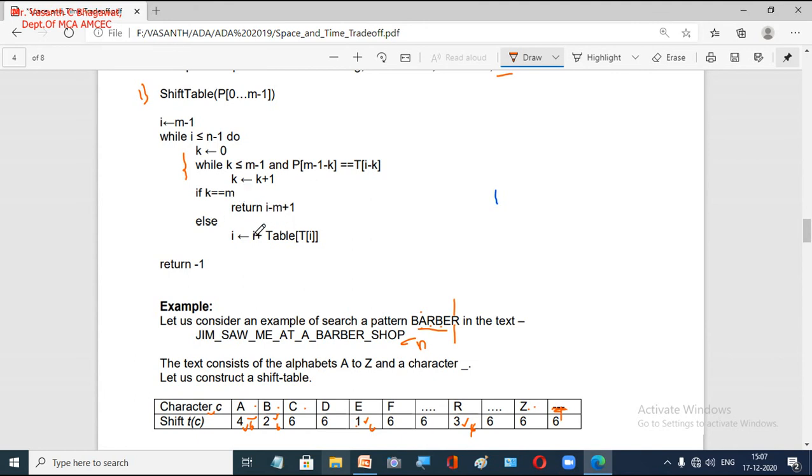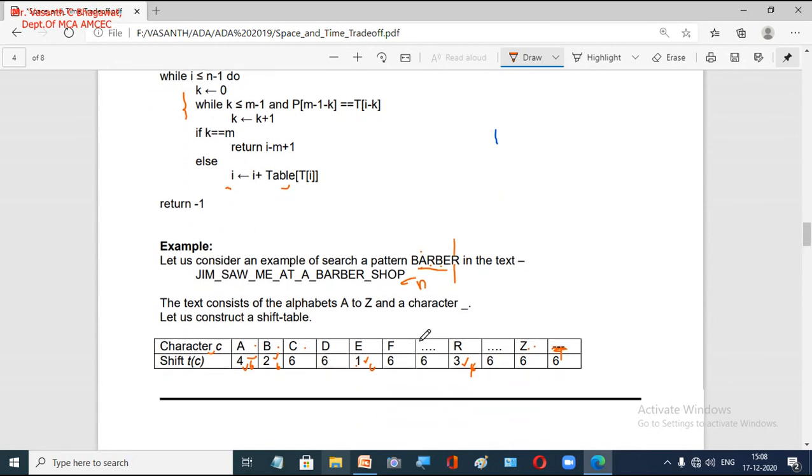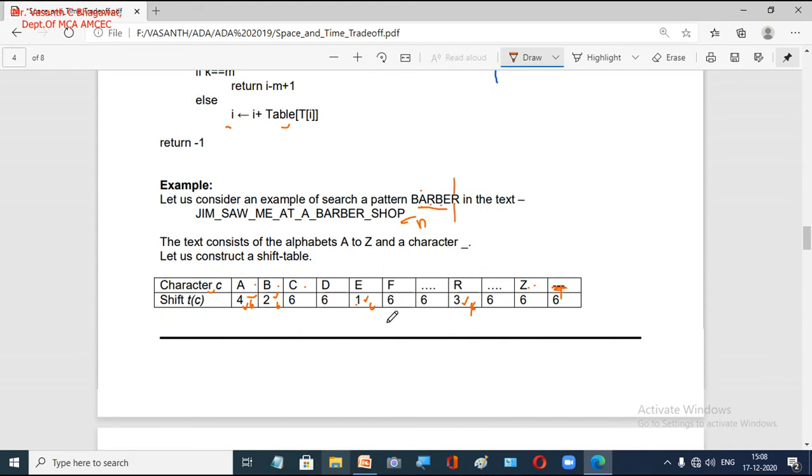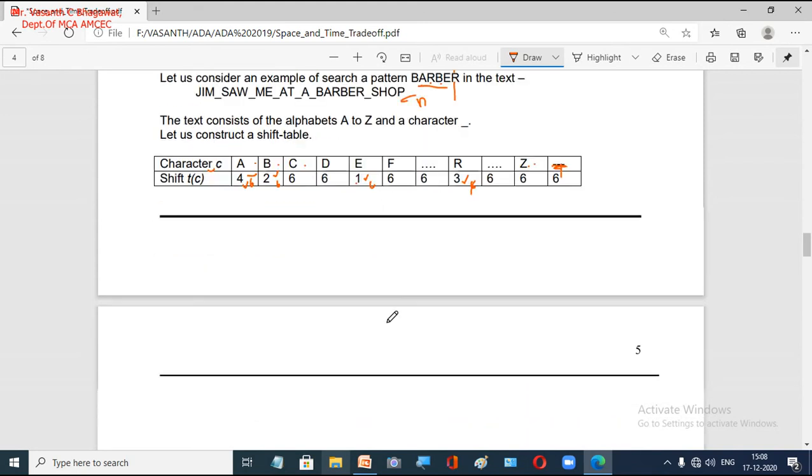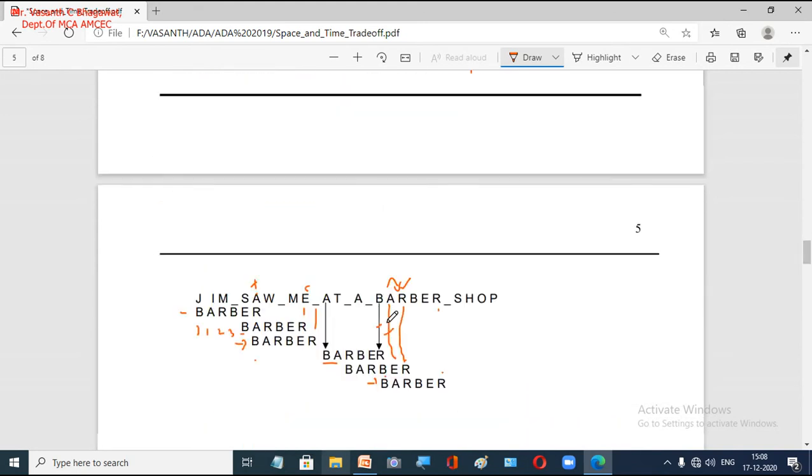If it is not matching, then what we are doing, so for this I, we are incrementing I by table. So we are going to this table, right? In this table for text of I, for which text it is not matching, now we take that value and we assign it to I value so that we shift the characters towards that position. Clear? Now this algorithm, we call it Horspool's algorithm.